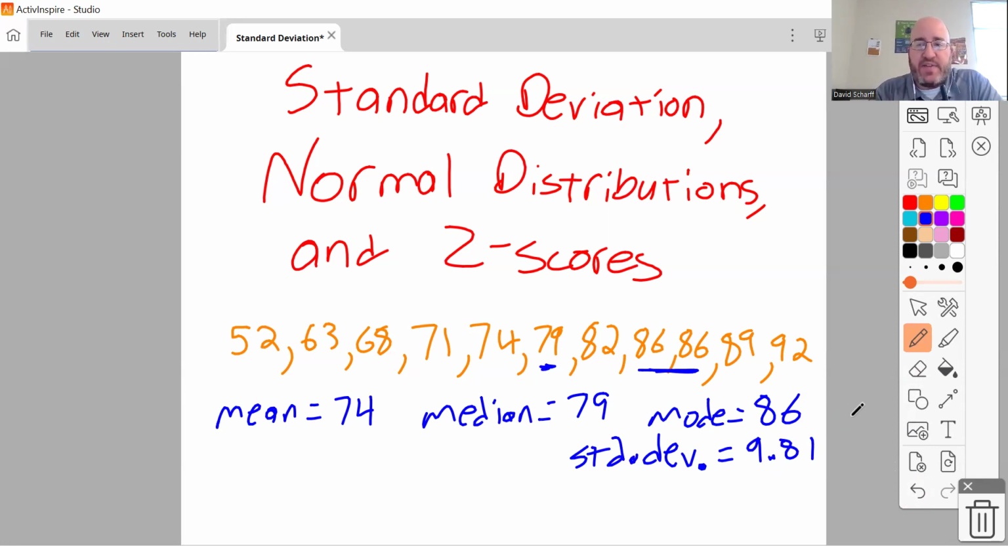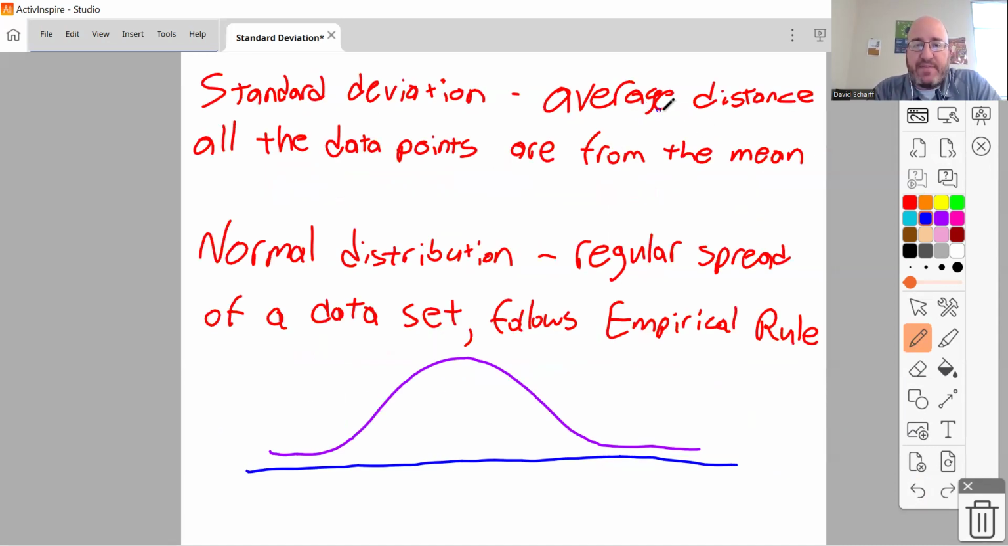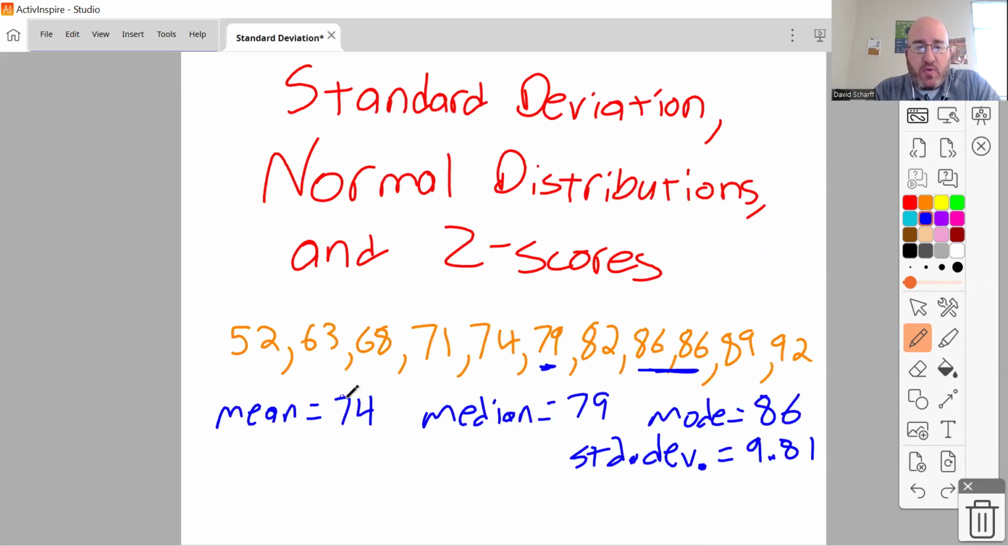Well, how would I get the standard deviation? The standard deviation is the average distance all the data points are from the mean. So I'd pick these numbers randomly. I know we rounded the mean up. It was actually 73.6, and we rounded up to 74. But coincidentally, 74 was one of our numbers, so it kind of helps.